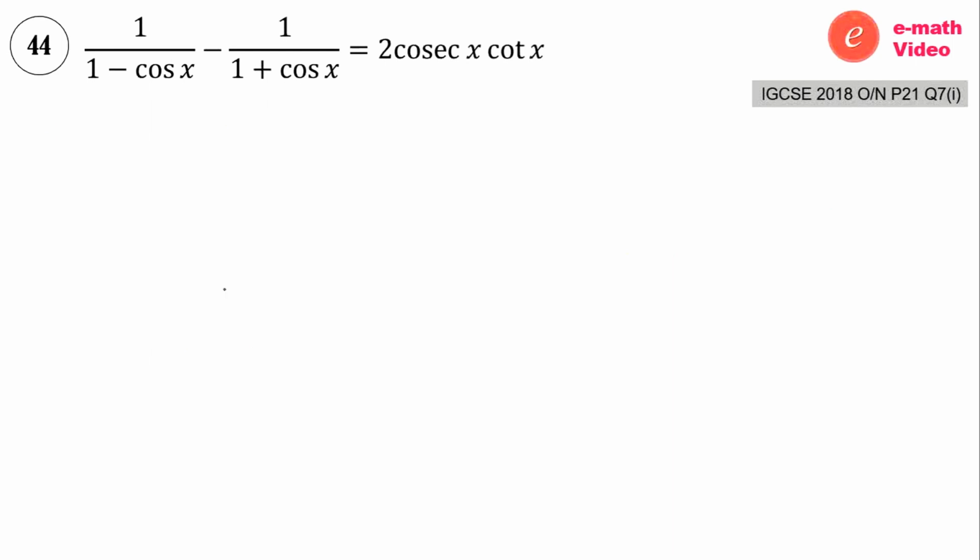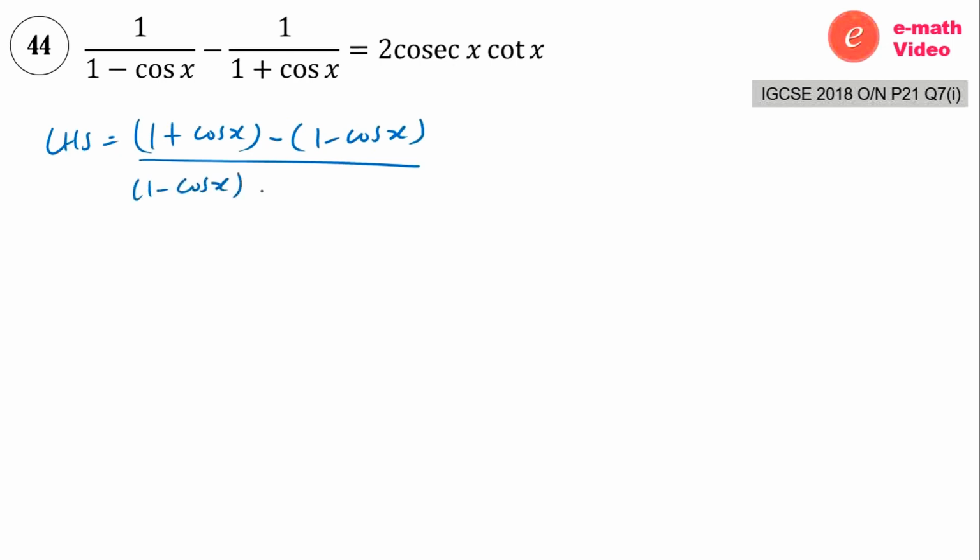We do from left hand side. Combine the fraction. 1 plus cos x minus 1 minus cos x. Below is our friend again, right? 1 minus cos x times 1 plus cos x. Never mind, we will settle it later. 1 minus 1 is 0. And this negative become positive.